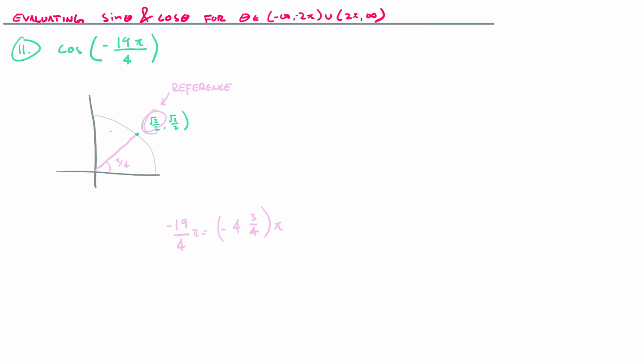All right, so I've got negative 19/4 pi as an improper fraction. That's negative 4 3/4, right? Or as a mixed number, 4 times 4 is 16, add 3, so that gets you to the 19/4, although in this case you're subtracting since it's negative. So negative 19 pi over 4 is the same as negative 4 3/4.